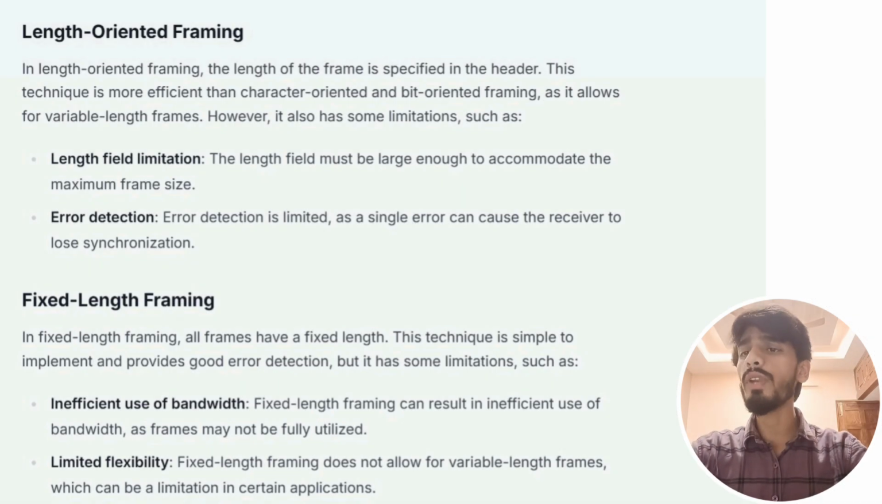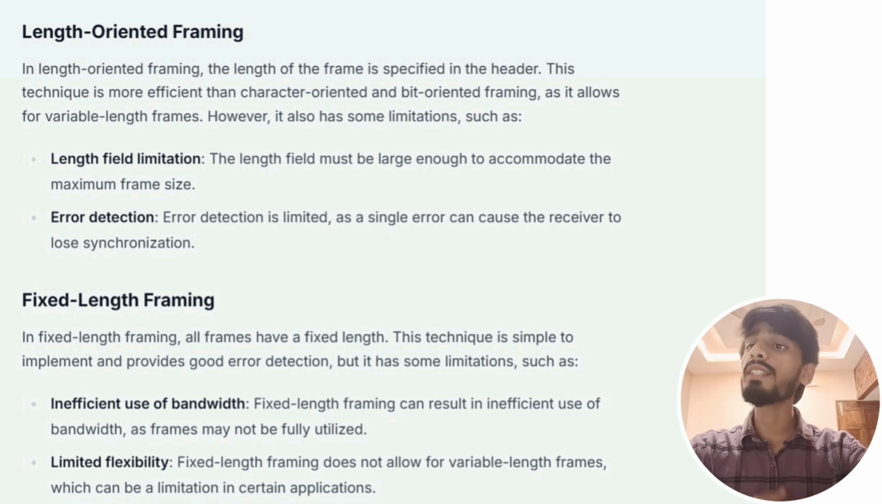Next is length oriented framing. In length oriented framing, the length of the frame is specified in the header. This technique is more efficient than character oriented and bit oriented framing as it allows for variable length frames. However, it also has some limitations such as length field limitation. The length field must be large enough to accommodate the maximum frame size. Error detection is limited as a single error can cause the receiver to lose synchronization.